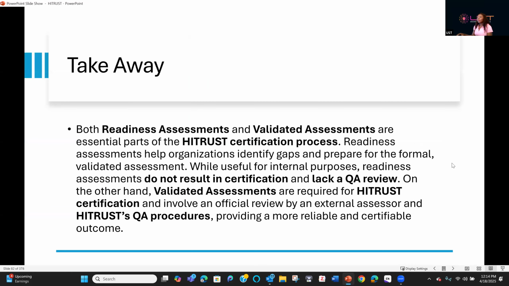And what is the takeaway after everything we've covered? Both readiness assessment and validated assessment are essential parts of the HITRUST certification process. Readiness assessment helps organizations identify gaps and prepare for the formal validated assessment. While useful for internal purposes, readiness assessments do not result in certification and lack a QA review. On the other hand, validated assessments are required for HITRUST certification and involve an official review by an external assessor and HITRUST QA procedures, providing a more reliable and certified outcome.